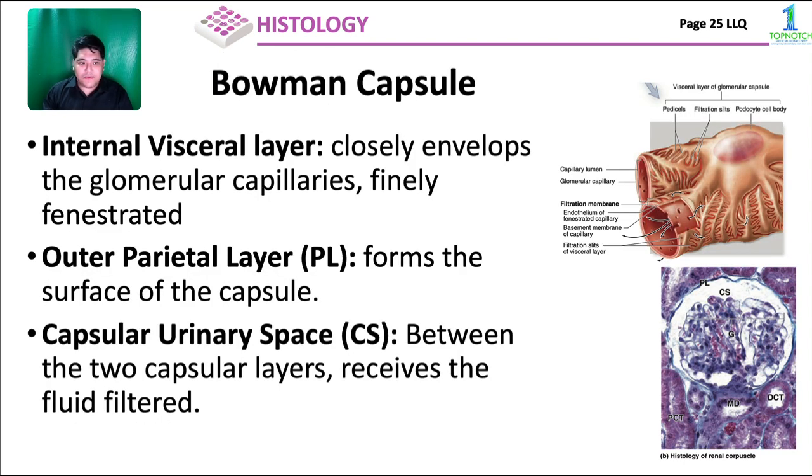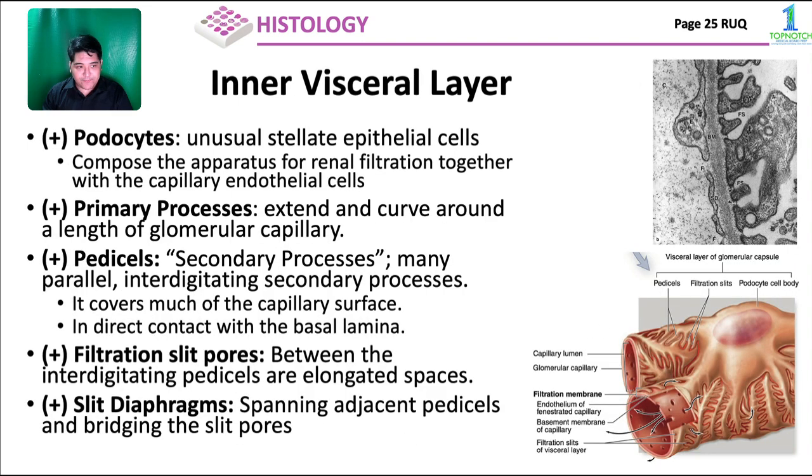Now, your Bowman capsule has an internal visceral layer that is closely enveloping the glomerular capillaries. And your capillaries here are fenestrated. Remember the type of capillaries, and then you have your outer parietal layer which forms the surface of the capsule. Now, between that, you have your CS or capsular urinary space, which receives the fluid that is filtered by the glomerulus. Let's talk about more of the inner visceral layer kasi dito maraming pathology.